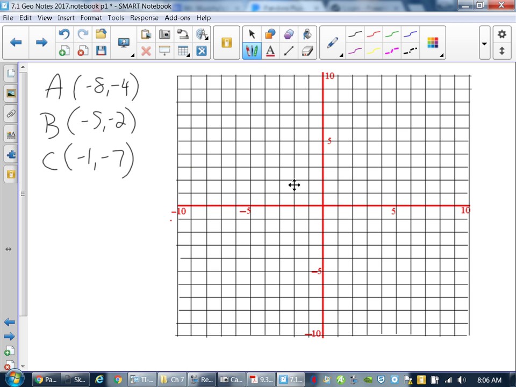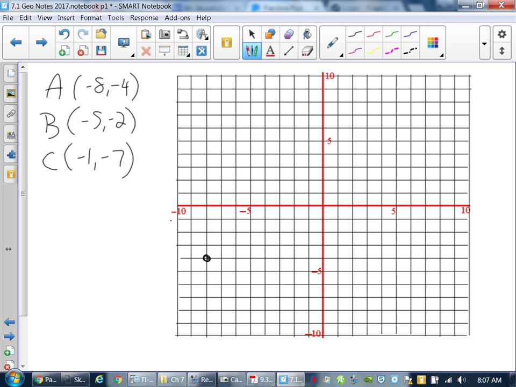Real quick, which one is the x-axis? Left and right. Which is the y-axis? Up and down. So when you have an ordered pair, what comes first, x or y? X. Do you know why? Just think of the alphabet. Doesn't X come before Y? So if I'm looking at -8, -4, that means I go left to -8 and down to -4.